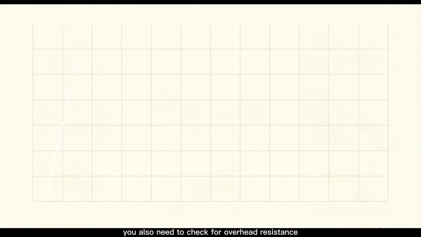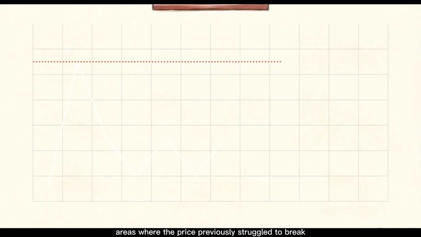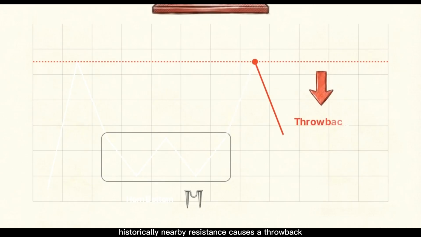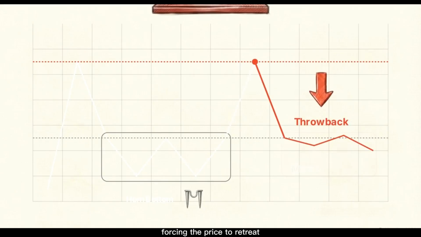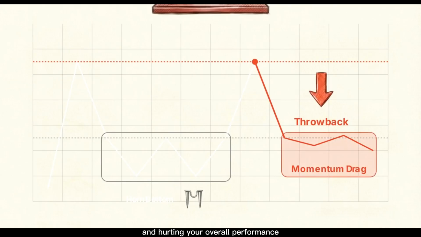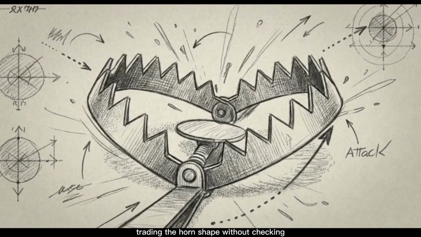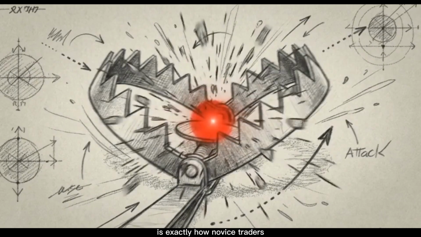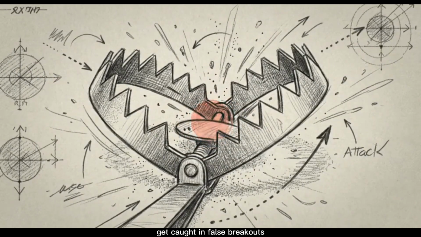You also need to check for overhead resistance, areas where the price previously struggled to break higher, positioned just above your pattern. Historically, nearby resistance causes a throwback, forcing the price to retreat and hurting your overall performance. Trading the horn shape without checking these historical left-side filters is exactly how novice traders get caught in false breakouts.